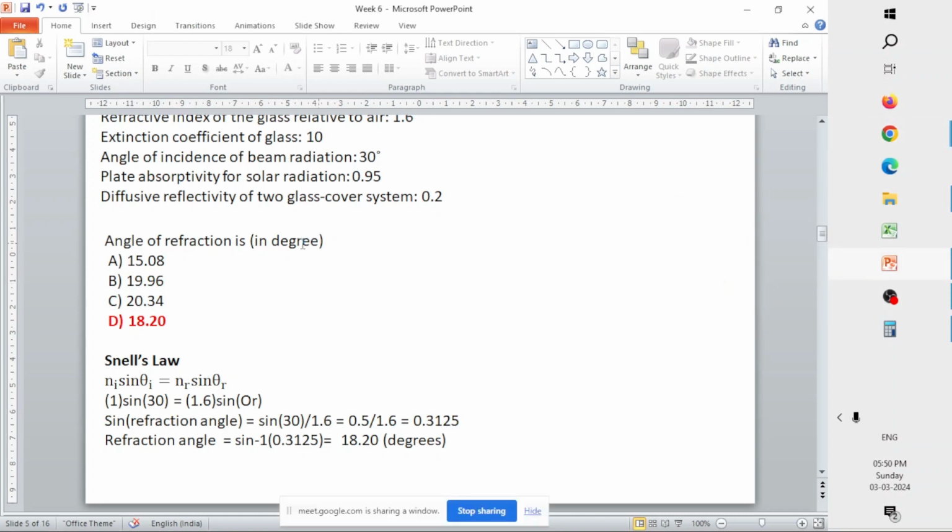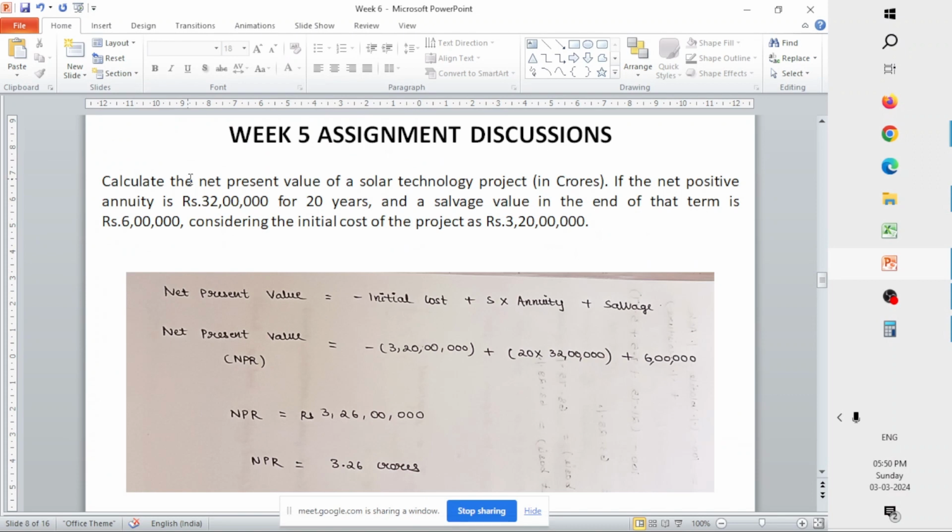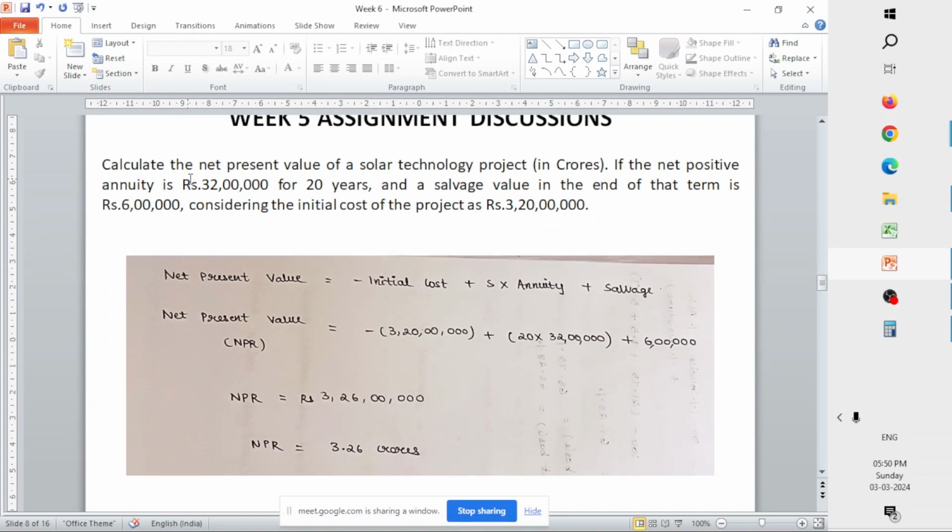So now we are done with this. Let's move towards, okay, we have one more question. This is a very simple question. They are asking you to calculate the net present value of a solar technology project. Everything is straightforward. You have your net positive annuity, that is nothing but your yearly savings due to the use of your solar technology. You are going to use solar technology through which you are going to derive energy. So how much is the amount of savings that you can make by installing the system?